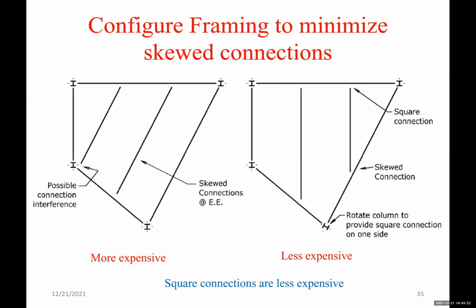Configure framing to minimize skewed connections. Again, avoiding skewed connections, okay? So here, as you can see on the left, we have 2 straight beams and 3 straight columns, right? We can have the framing like this. It's not wrong, but it's more expensive. This will result in many skewed connections, as you can see. Look at the beams and the girders, how they meet at what angle.